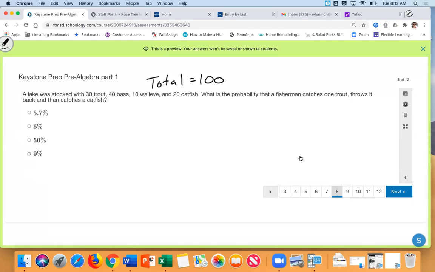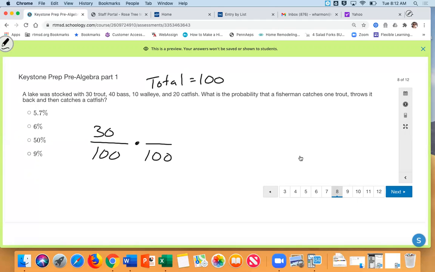All right, so we know there's 100 fish. How many are trout? 30. And it says throw it back. So if I catch that fish, take it, throw it back. Hopefully it lives. Trout are finicky fish. Most of the time they die. But it lived. How many fish are now back in the lake? So remember, I caught one and then threw it back. 100. Very good.